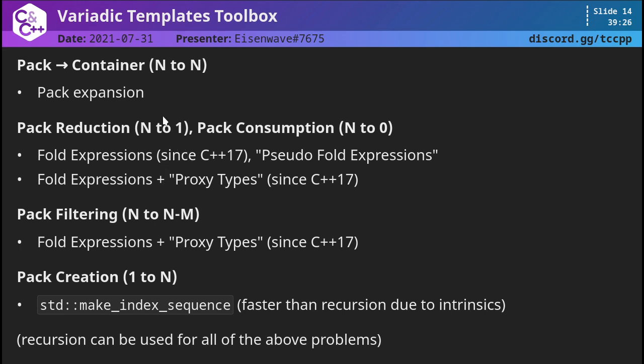So to summarize, if we want to have a pack stored in a container, just expand it, put it into the initializer list, pretty straightforward. If we want to reduce all of them together, we want to get the minimum of all of them, or add them all together, we can do that by reducing the pack. We can do the same with filtering the pack, although I won't go into detail with that one. And if we want to create a pack out of thin air, that's also possible using the standard library, although you could do this yourself recursively, it would just be far less efficient. Because the standard library has intrinsics, compiler magic that makes this extra fast. So you don't have to use recursion.